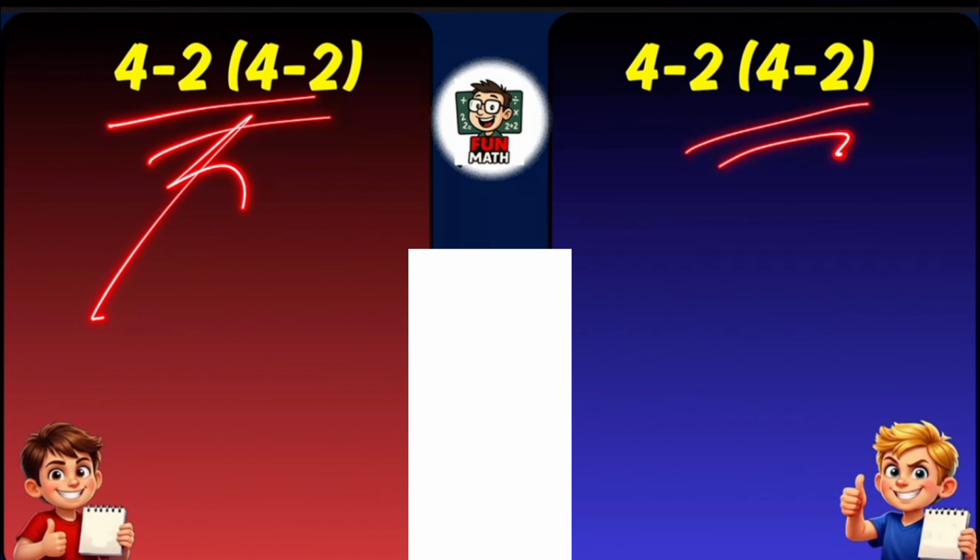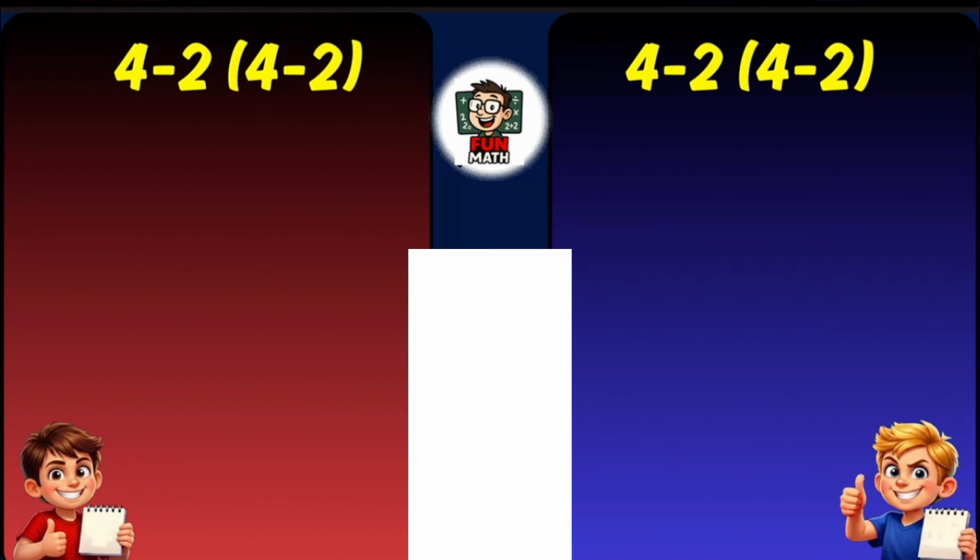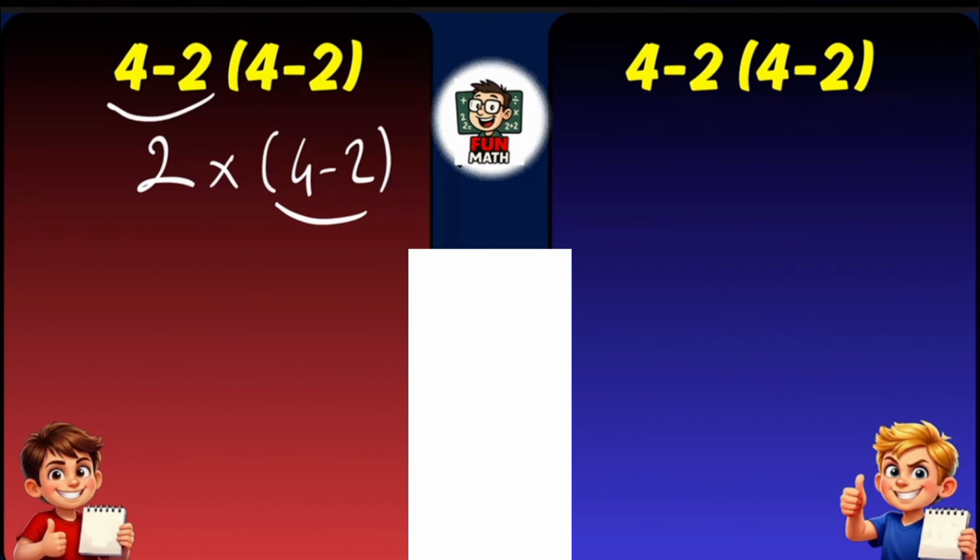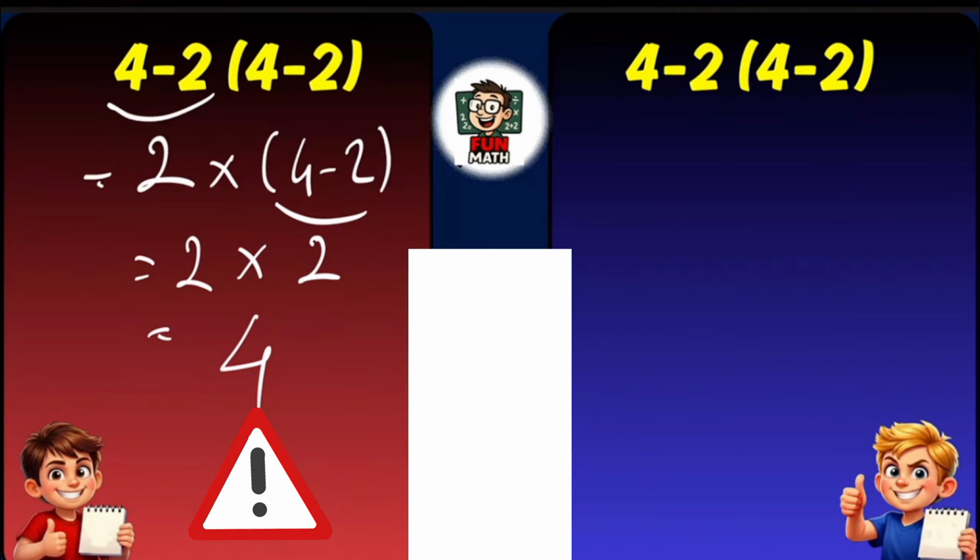Let's start with the first solution. Subtraction, parenthesis, hidden multiplication. First subtraction, 4 minus 2 equals 2. Parenthesis, 4 minus 2 equals 2. Finally, subtraction, 2 times 2 equals 4. If you solved the problem this way, you made a mistake.